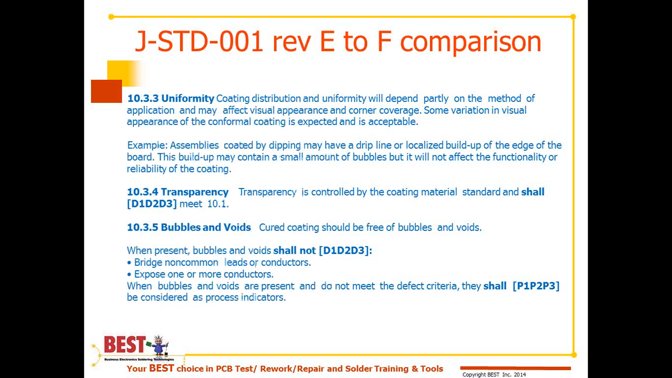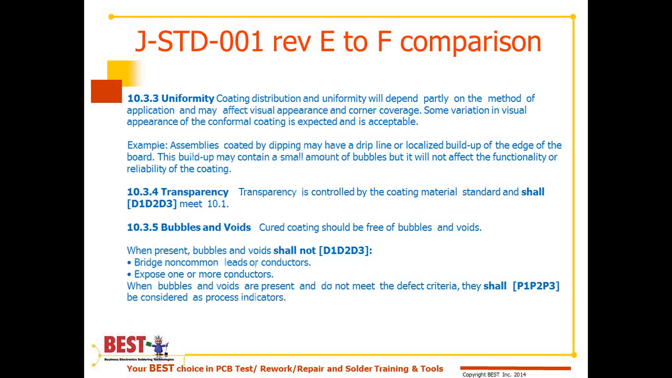Under 10.3.3 for uniformity, it says coating distribution and uniformity will depend partly on the method, such as, if we're dipping it, how it's going to be controlled and so forth. And it may affect the visual appearance and corner coverage. Some variation in visual appearance of the conformal coating is expected and accepted. As an example, it says assemblies that are coated by dipping may have a drip line or a localized buildup on the edge of the board. As long as this doesn't affect form, fit, or function, it's acceptable. 10.3.4 talks about the transparency, and it says transparency is controlled by the coating material standard, and it shall meet 10.1.